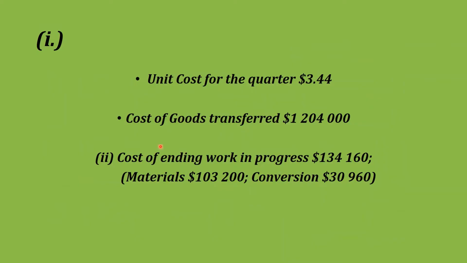I've extracted the answers that they asked for. The unit cost for the quarter is 3.44. The cost of goods transferred is 1,204,000. The cost of the ending work in progress is 134,160, with the materials 103,200 and conversion 30,960. If you add these, you will get this here.